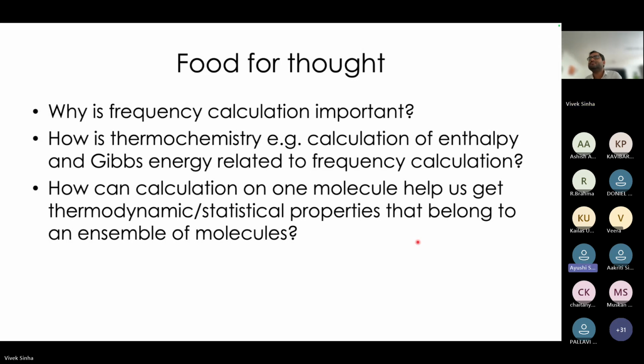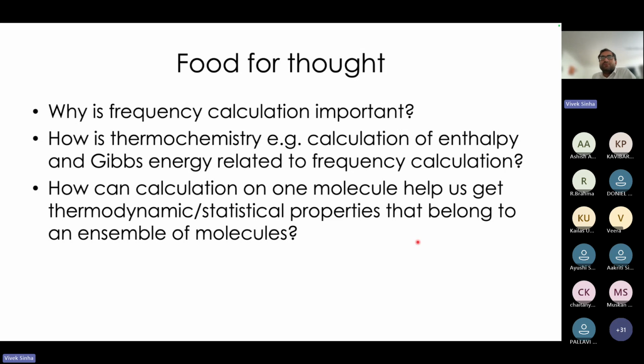So, as Pallavi said already, it is important for entropy calculation and all. And I think frequency calculation gives an idea of reaction pathways, like through transition states. We calculate IRC files in a transition state, so we can get an idea of whether this reaction is going forward or not. We get an idea of the pathway. Fantastic. Great. That's a great answer as well.